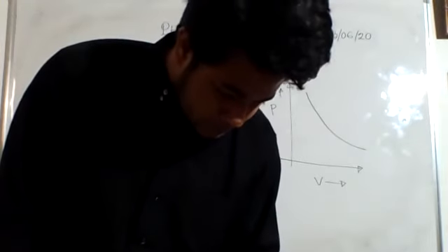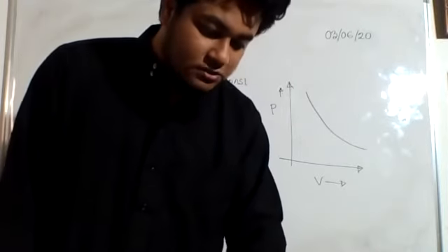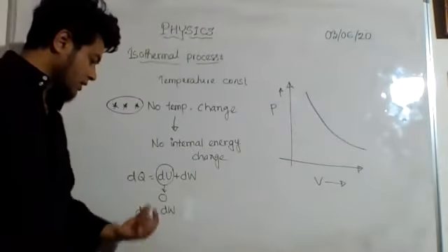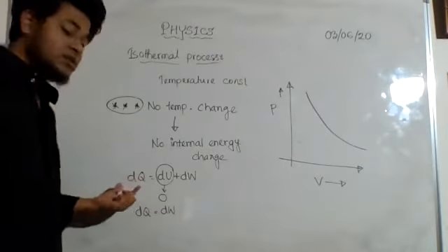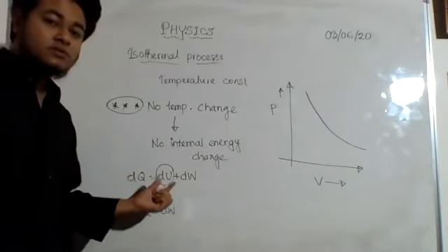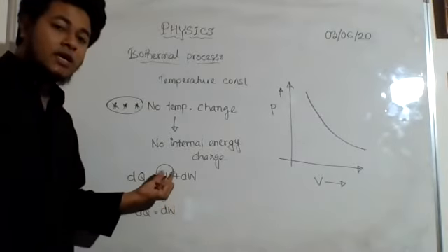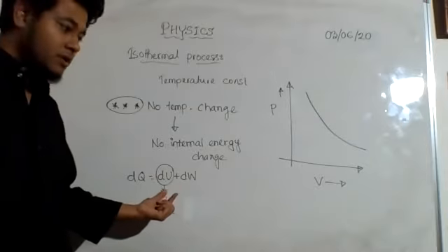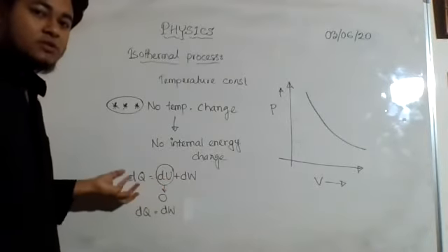So that is an isothermal process. The work done by the system is equal to the heat energy supplied to the system. Now, from the first law of thermodynamics, we saw that the amount of heat energy that we supplied, part of it was spent for changing internal energy, and some part was spent for doing some work on the environment.